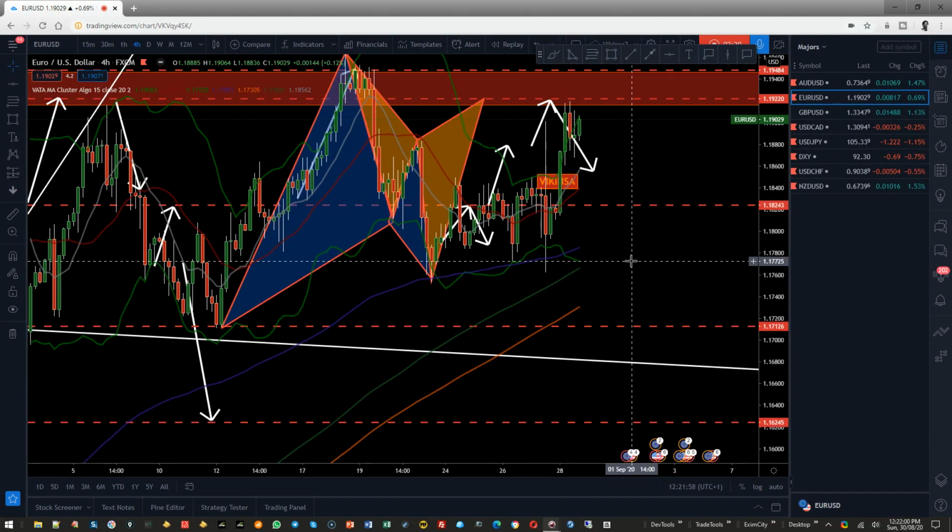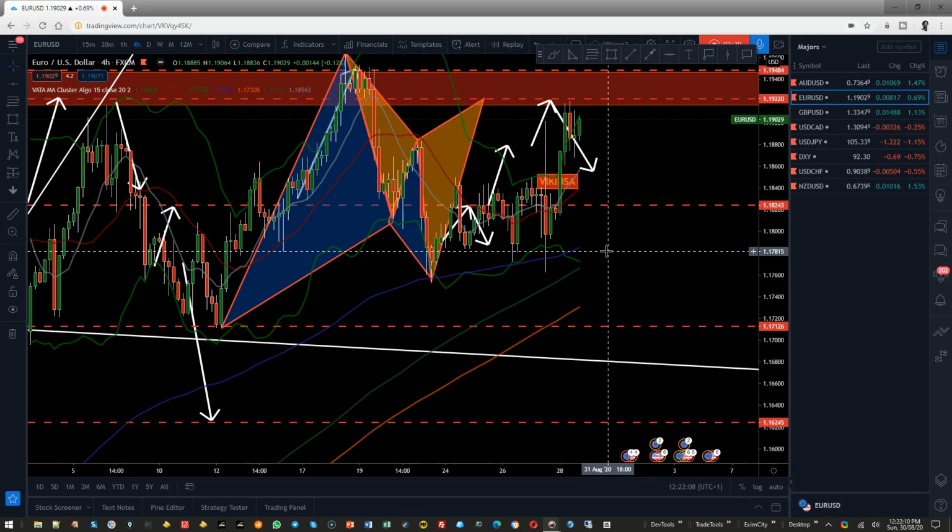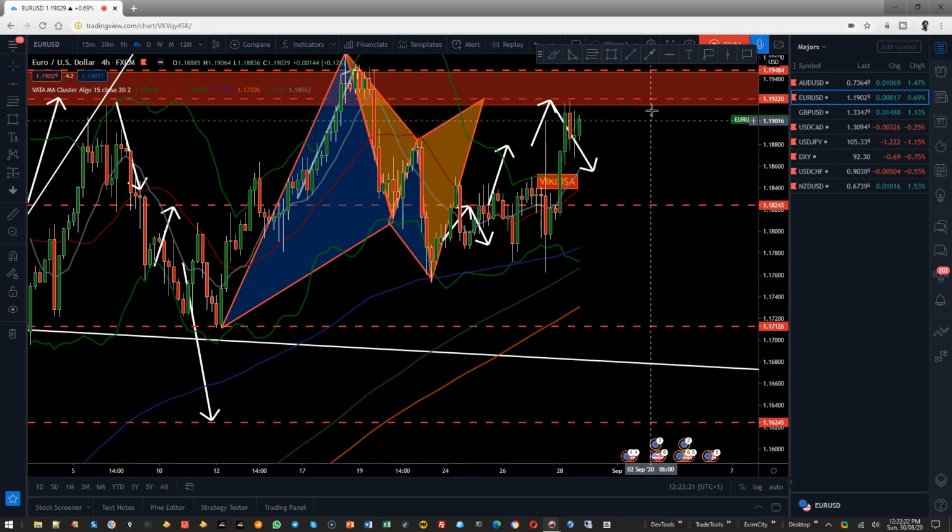From a swing trading point of view, there may not be many opportunities, or if you're doing lower time frame swing trading, then these W and M patterns can give you very good opportunities. For day traders as well, there are so many opportunities available on Euro USD. But from a long term point of view, there are not many opportunities because the market is still struggling with that area.